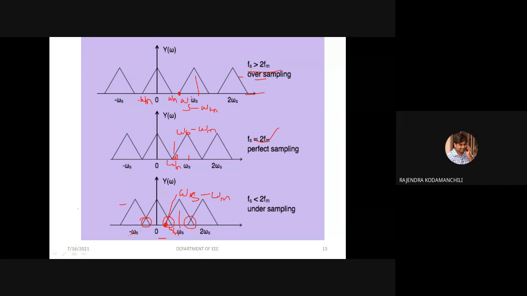That effect is called the aliasing effect. A-L-I-A-S-I-N-G. Aliasing effect means loss of information. So this effect is called the aliasing effect. Here, the aliasing effect occurs under the undersampling condition only.